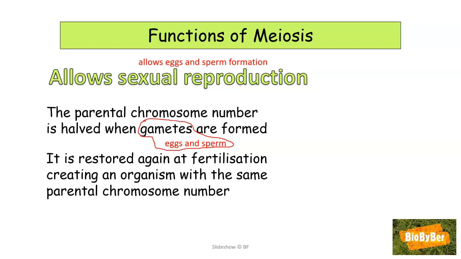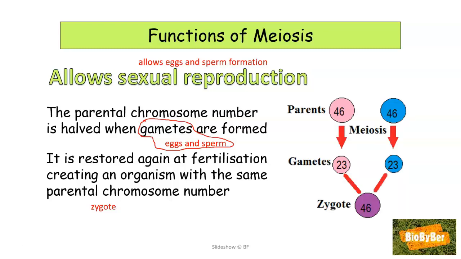Now, this is a very important point because this means that when eggs and sperms meet each other or fertilize each other, they will go on to create an organism with the same number of chromosomes as the parent cell. We can see this clearly in the case of human zygotes. Basically, human cells have 46 chromosomes each. In the female, each of her cells will have 46 chromosomes.